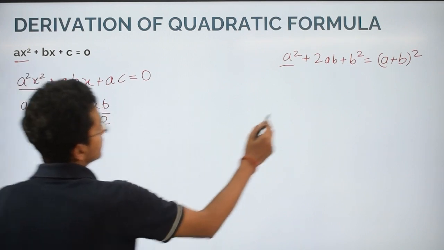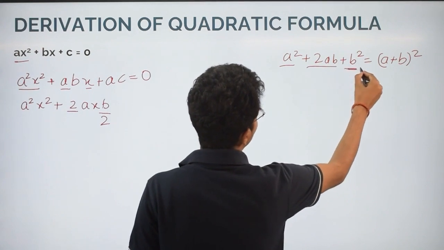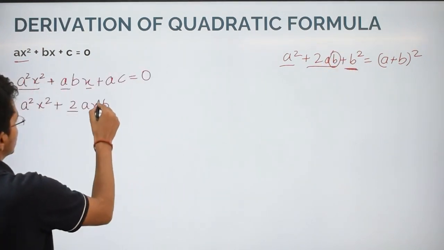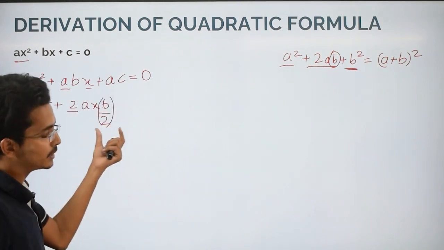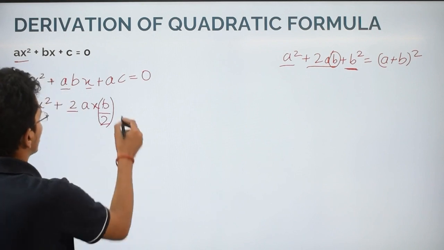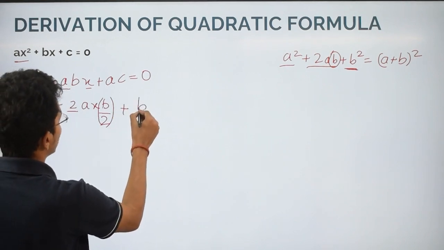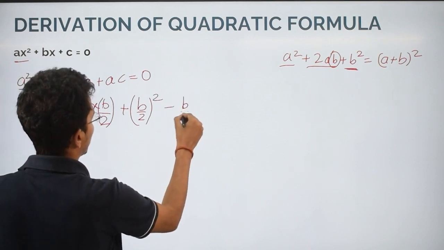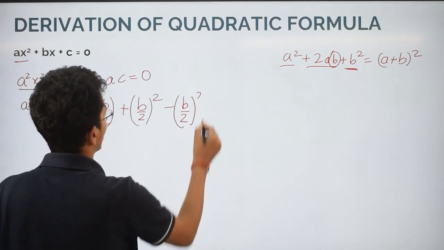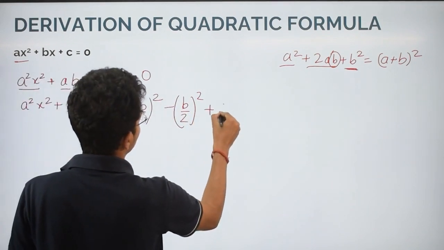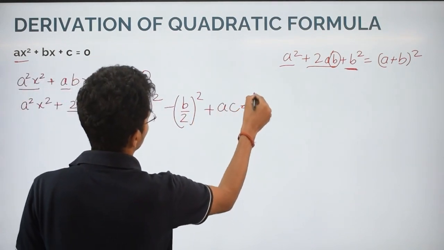Now this term has also been made. Now we need b square, so we have to look at the term of b. We want the square of that to make a complete square over here. So we will have to add b by 2 whole square, and also subtract b by 2 whole square, because we cannot add anything on our own. And then plus ac is already there, so I am writing that. So this is the equation.